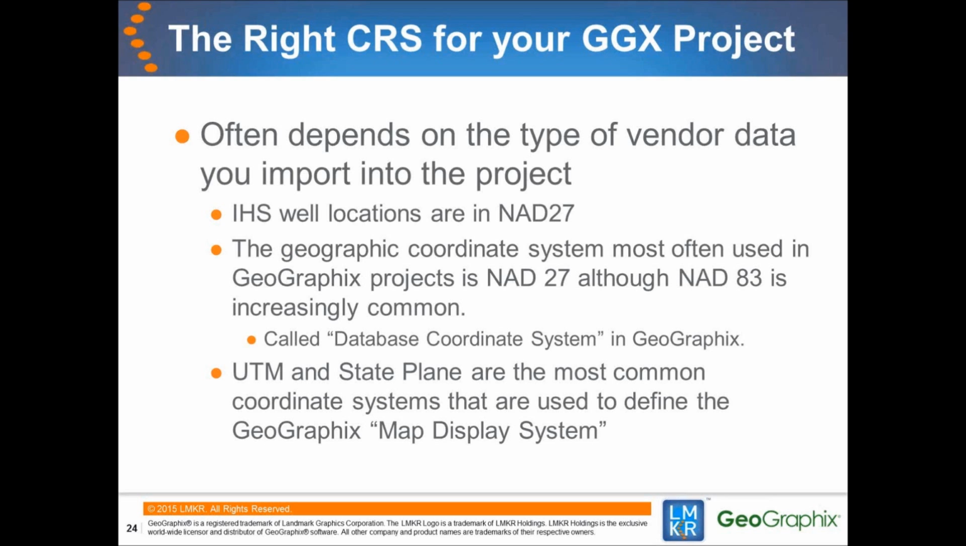NAD 83 is becoming increasingly common. Because we have good GIS software now, we can fairly easily convert our NAD 27 lat longs to NAD 83 lat longs using a shift file. The database coordinate system in Geographics typically, not always, doesn't have to be, but typically it's going to be a geographic coordinate system defined by a datum. Now, like I said, UTM and state plane are the most common coordinate systems that are used to define the map display system in Geographics.